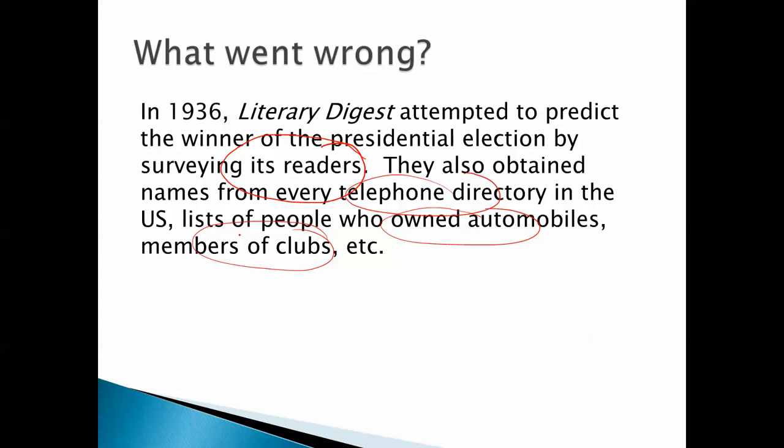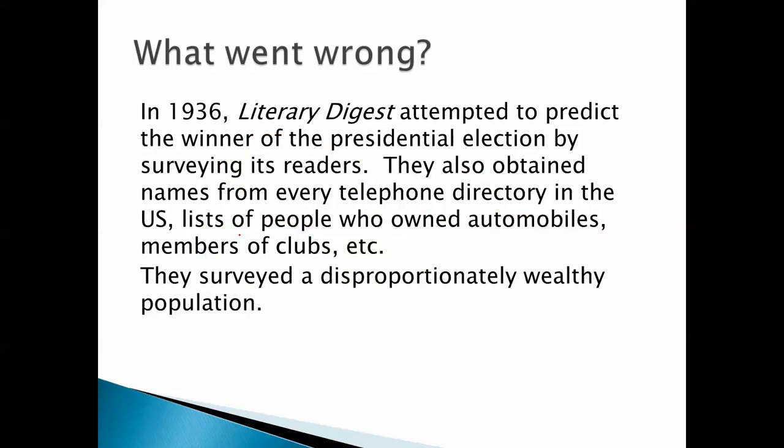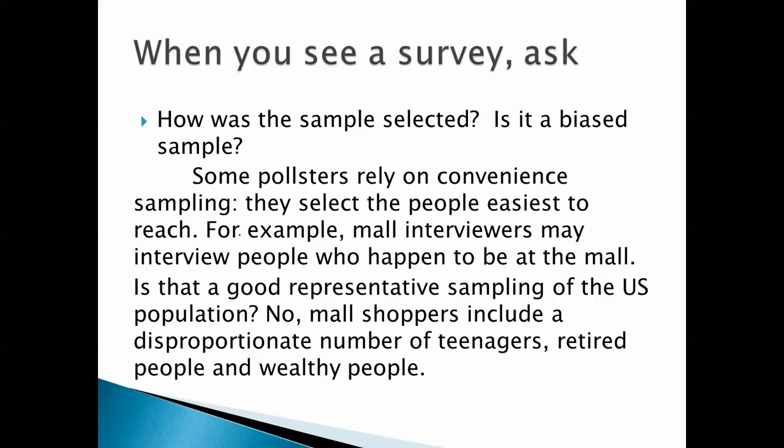The equivalent today would be trying to decide some economic question and surveying readers of Fortune magazine. Yeah, there are poor people who read Fortune magazine, but it's a disproportionately wealthy audience. Same thing here. Even if you survey 2 million people, it's not good unless you have some cross-section of the American public, some random sample, and theirs was not a cross-section. They surveyed a disproportionately wealthy population.